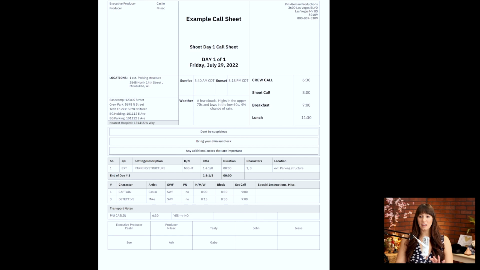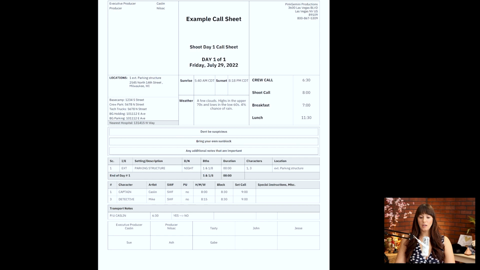All right, I feel like this is pretty simple. This would be the title of the project that you're working on. This is only going to be, let's say, day 1, but it could be day 1 of 15. Maybe you're only working 1 day, but there could be 15 days of the whole production.